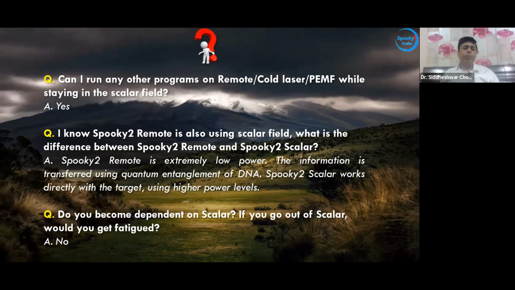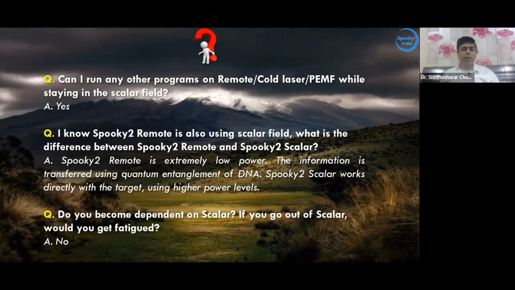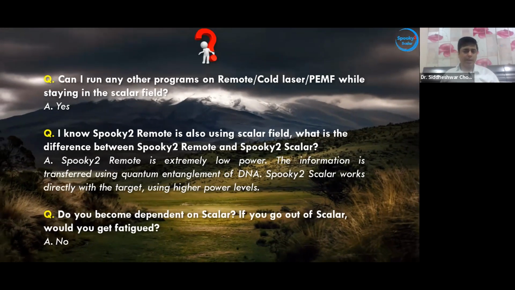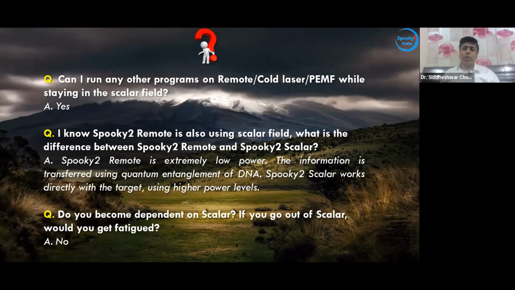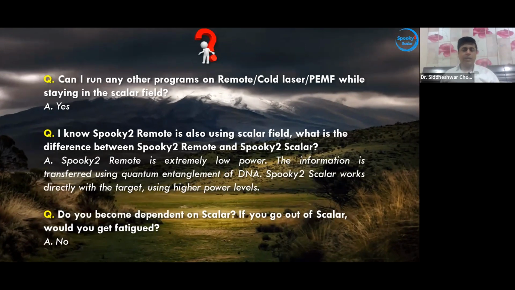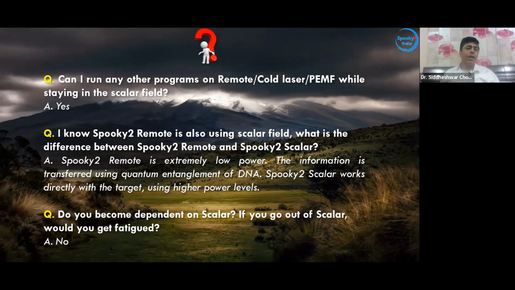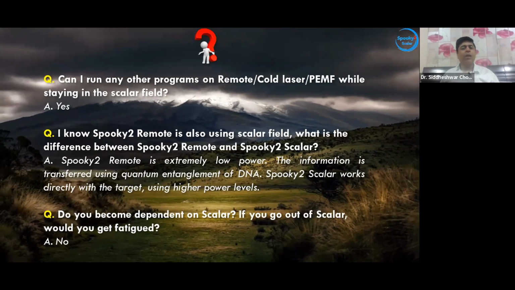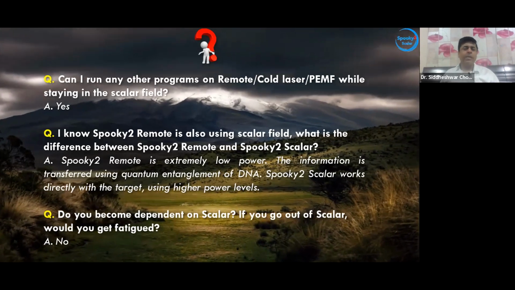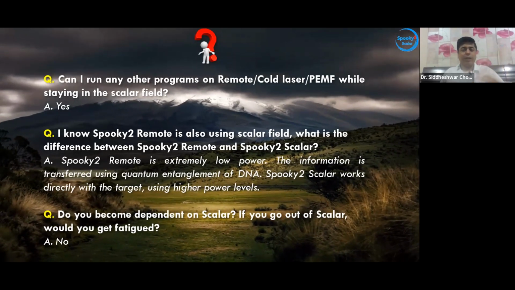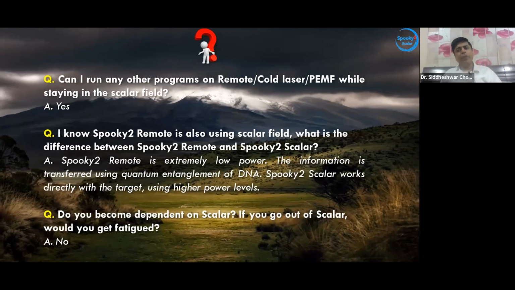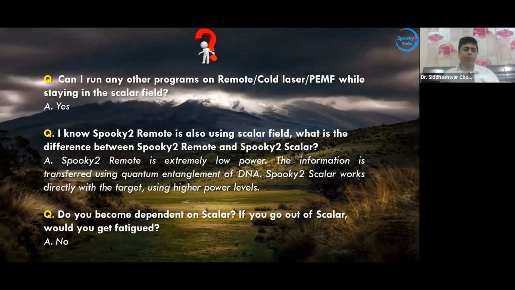I know Spooky2 Remote is also a scalar field. What is the difference between Spooky2 Remote and Spooky2 Scalar? Very good question. Spooky2 Remote is a low power scalar device. It's also a scalar device, and you all must be knowing, who all have XM generator or Generator X, remote treatment is a very powerful treatment for all of us. Just imagine you have enhanced the power of that remote mode and made a new device now. It's very powerful.